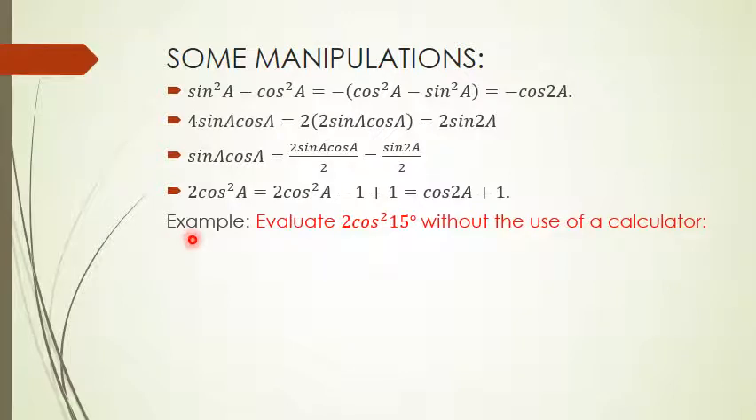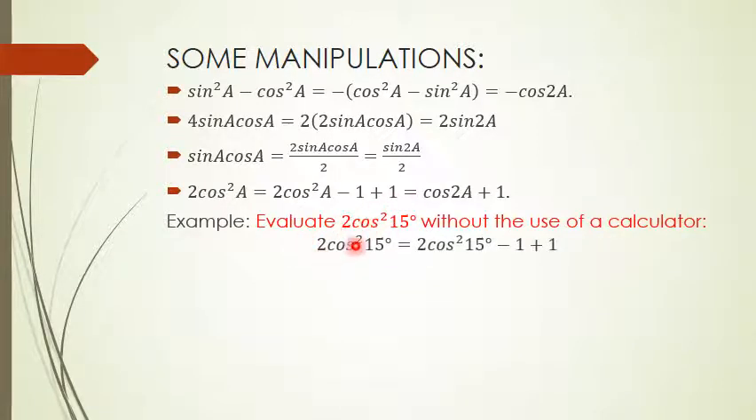For this one, I think we need an example. Let's work out an example. Evaluate 2 cos squared 15 degrees without the use of a calculator. So without the use of a calculator, if we look at this one, if you make it a double angle, multiplying this by 2, it will give us 30. So we see we have to use the double angle formula for cosine. Then we must manipulate this so that it gives us a double angle formula somewhere.